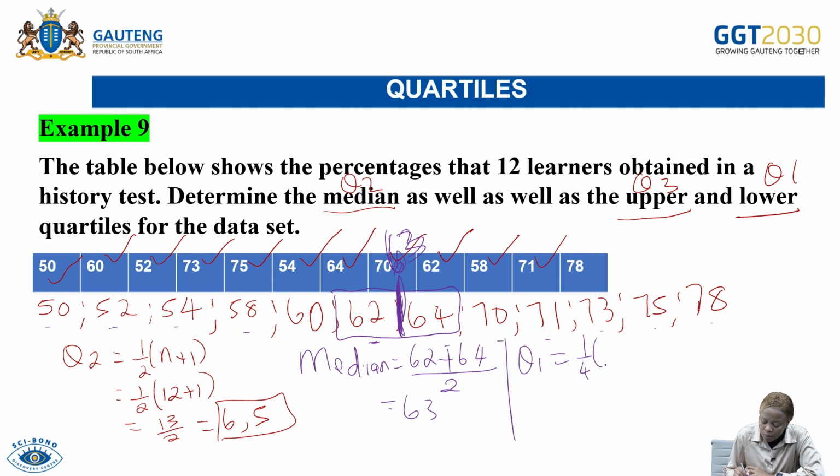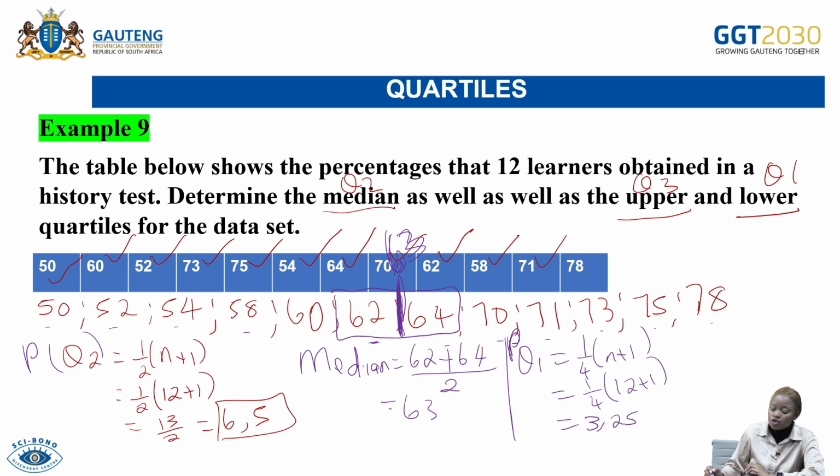which is 1 over 4 into n plus 1. So I'm still finding the position. My position of the lower quartile, don't be mistaken, this is the position as well. It's 1 over 4 into how many data values do I have? 12 plus 1. Then that is 13 divided by 4. Then I get 3,25. Okay, so my position of the lower quartile is going to be 3,25. So if I go to position 3,25 in my data set, I'll get my lower quartile, right?